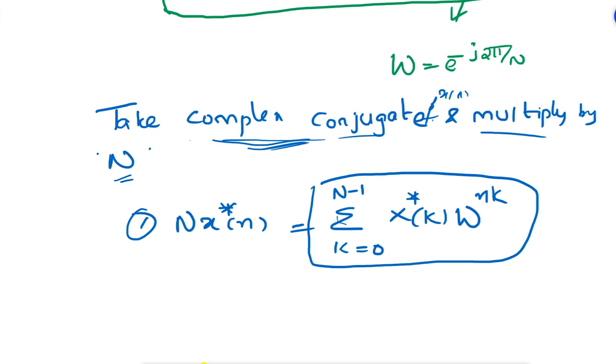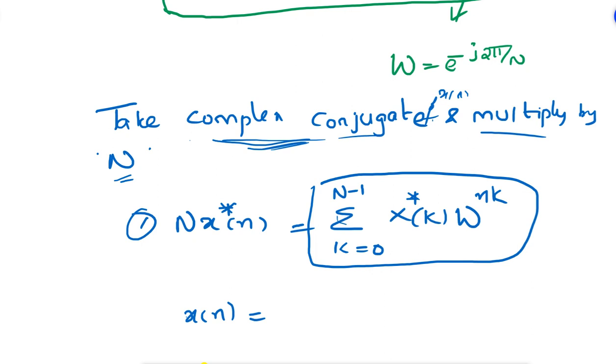After that, the right hand side of the equation is nothing but the DFT sequence of X conjugate of k. And now by using any FFT algorithm, either decimation in time or decimation in frequency, the desired output sequence x of n is obtained again by taking the conjugate of the right side of this equation and dividing by N.